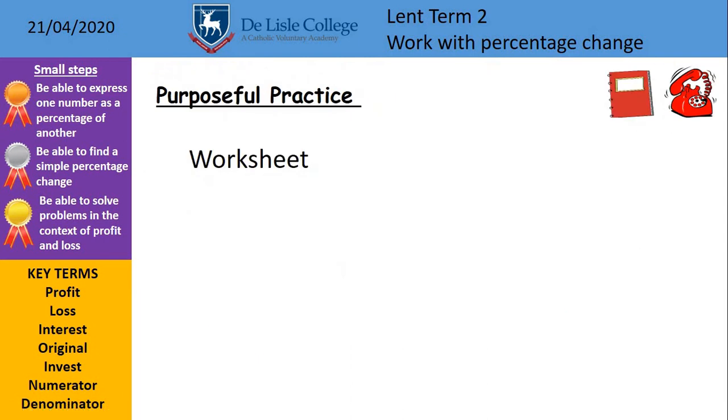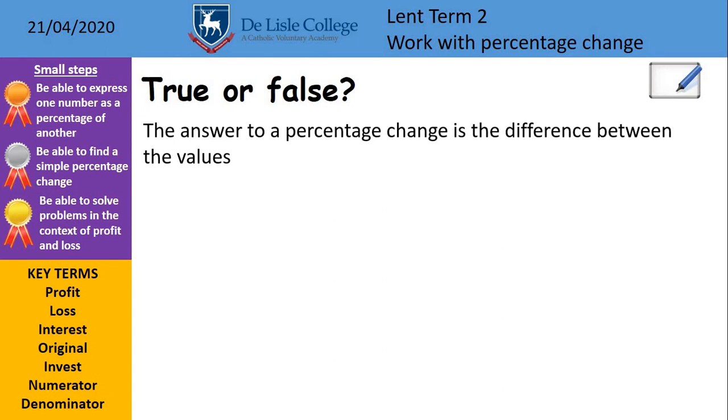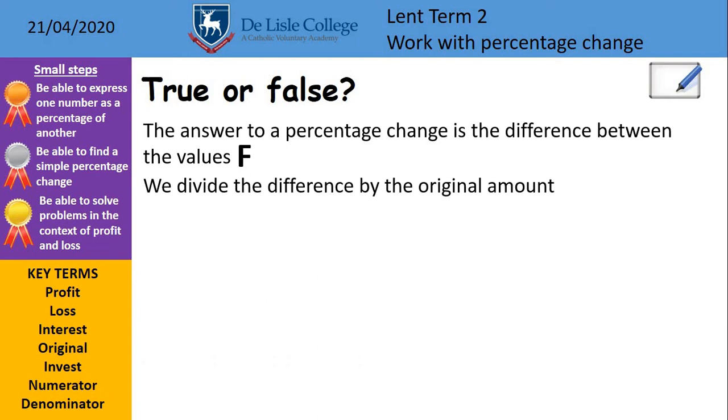Now you'll be able to do the worksheet from this lesson, but you might want to have a look at the true-false questions first. So the answer to a percentage change is the difference between the values. This is false. Remember, we have to go a bit further than this. So we divide the difference by the original amount.